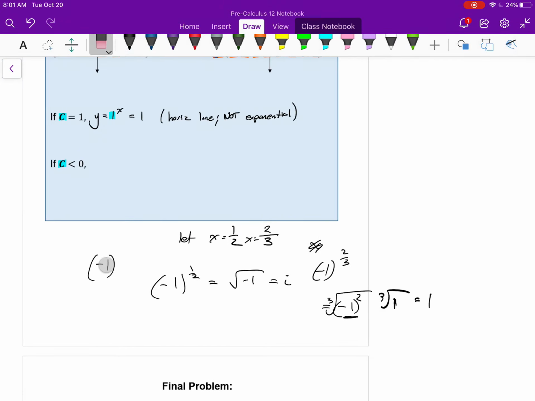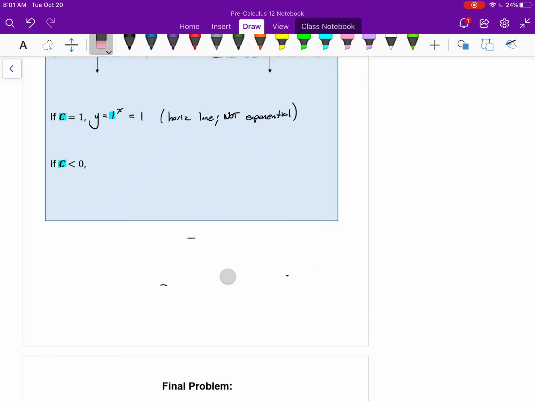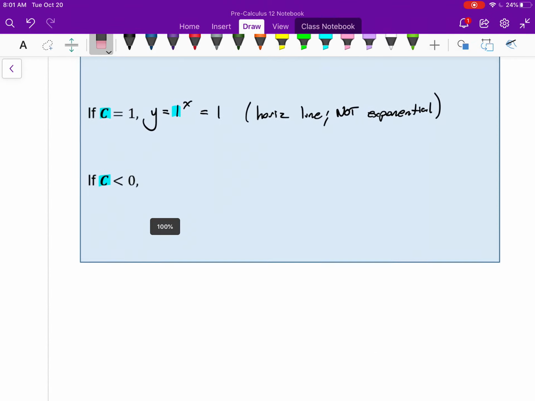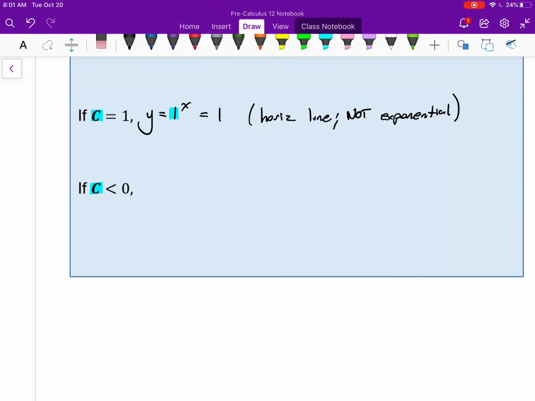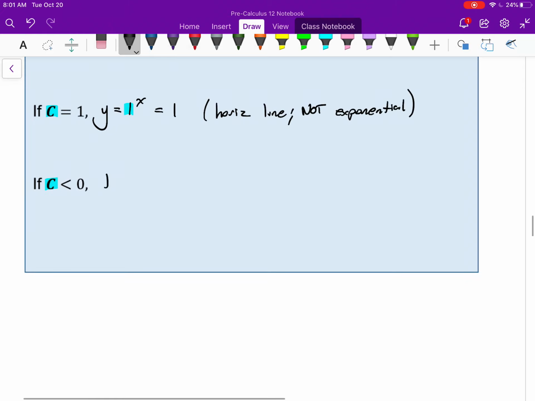It's no longer a continuous function. Hence, Desmos doesn't really show you much of anything. So, long story short, it's not an exponential function, and so we don't deal with it. So if c is less than 0, then y equals c to the power of x is not a continuous function. I'm not saying you can't substitute some values in, but you can't substitute others, which is, again, very different from everything else. The domain of exponential functions otherwise is all real numbers.